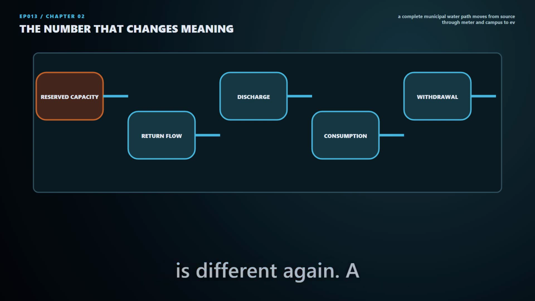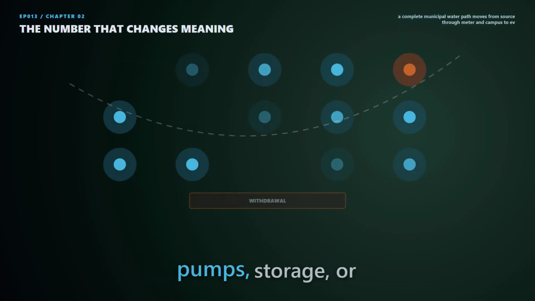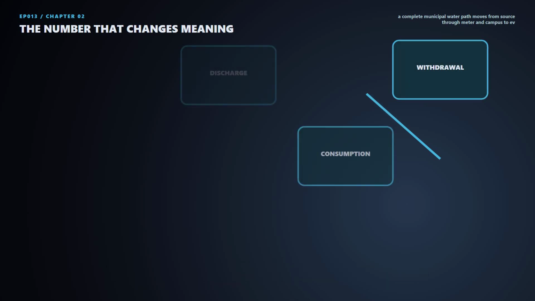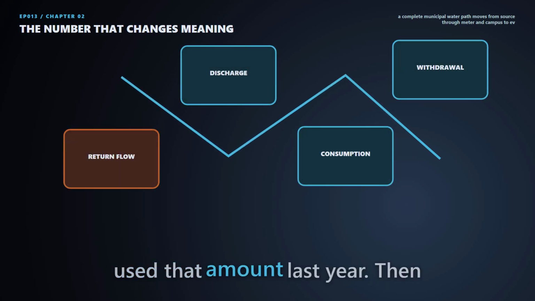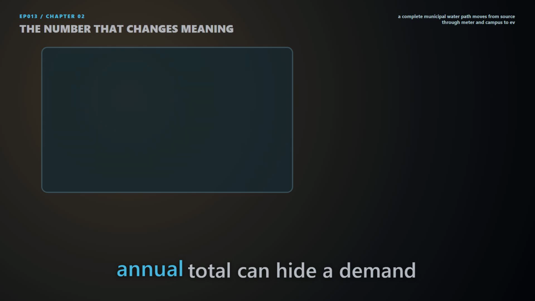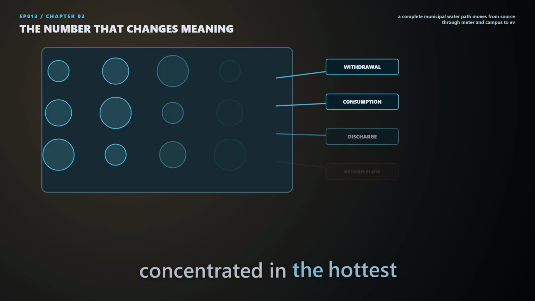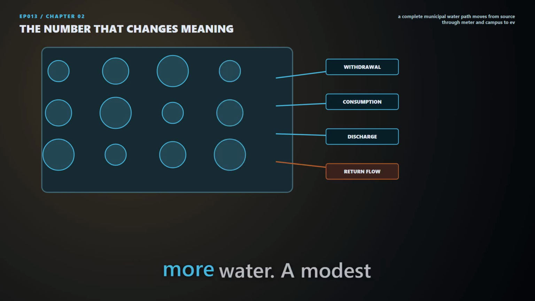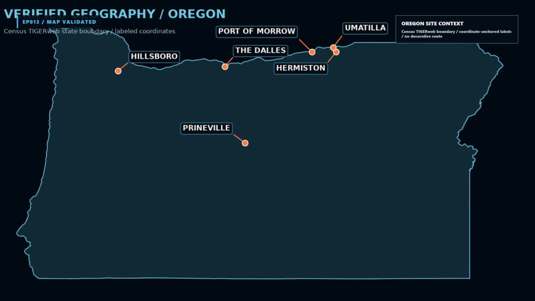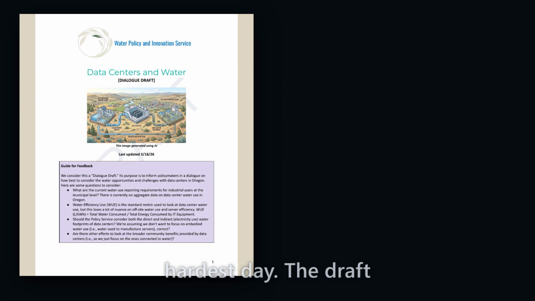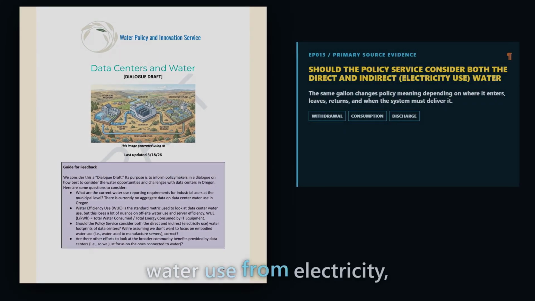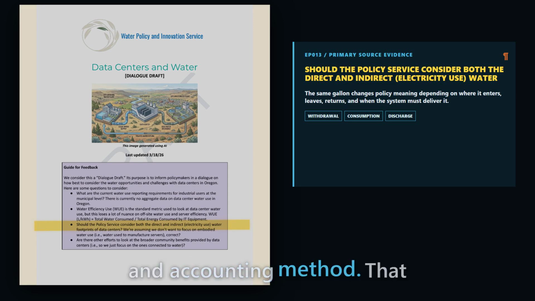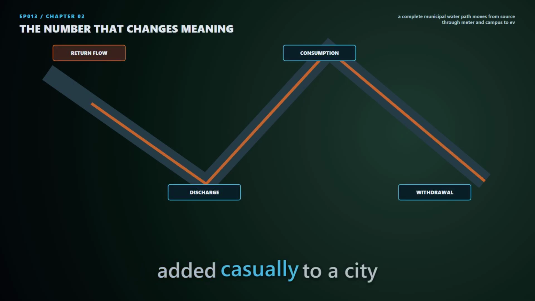Capacity is different again. A city may reserve enough pipes, pumps, storage, or water rights to serve a future peak. That is a commitment in the system plan, not proof that a facility used that amount last year. Then there is timing. An annual total can hide a demand concentrated in the hottest weeks when river flow is lower, farms are irrigating, and households are also using more water. A modest yearly share can still matter if it arrives on the system's hardest day. The draft also asked about indirect water use from electricity, which depends on the generators, time, geography, and accounting method. That modeled footprint cannot be added casually to a city meter.